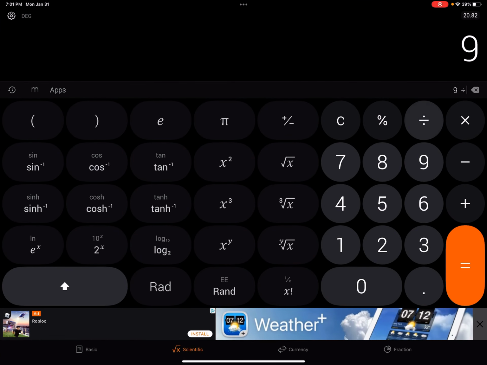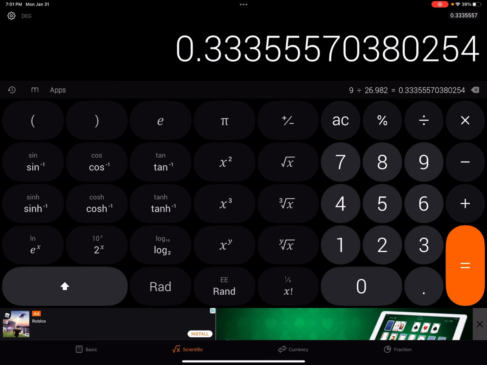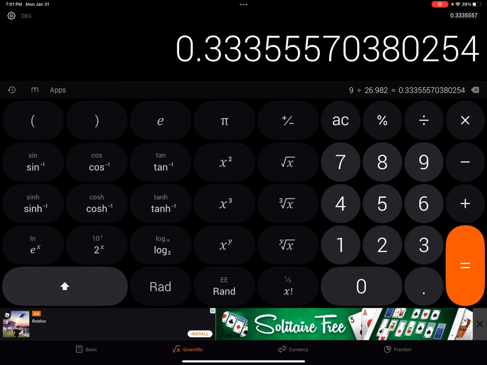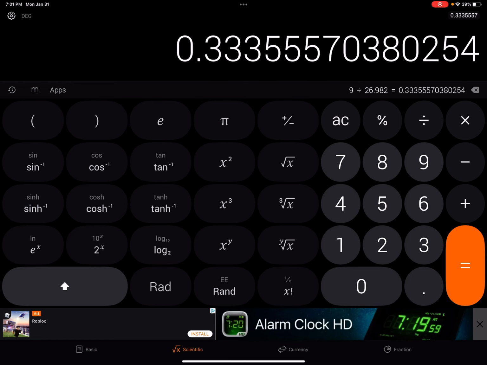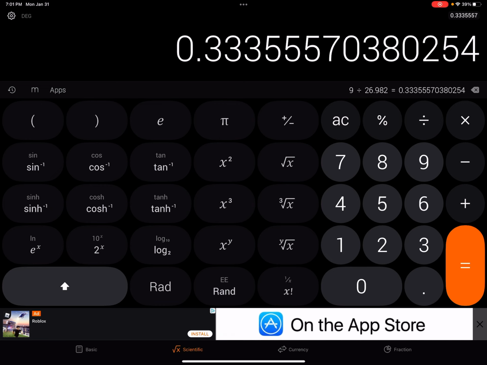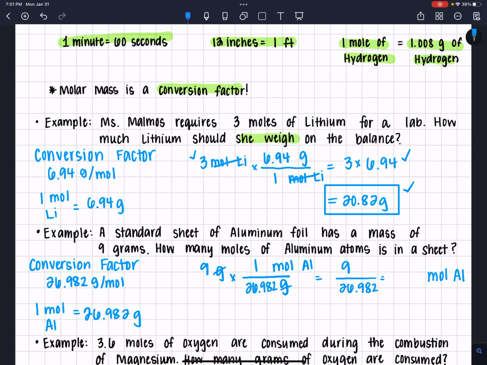So 9 divided by 26.982 gets me, not a mass, it gets me moles, 0.3335570, blah, blah, blah. It's a lot of digits. So I'm just going to round it to the hundredths place. So 0.33 moles.